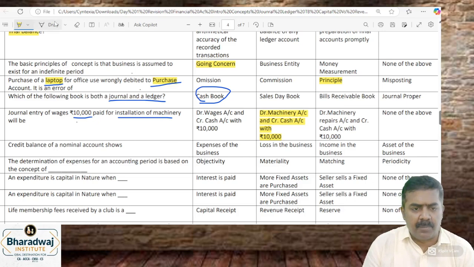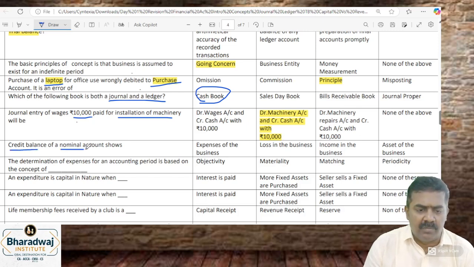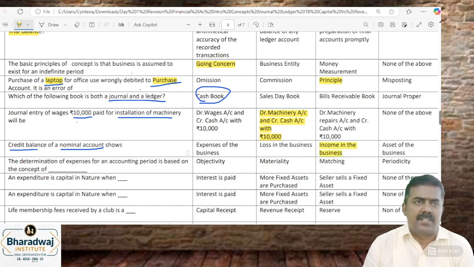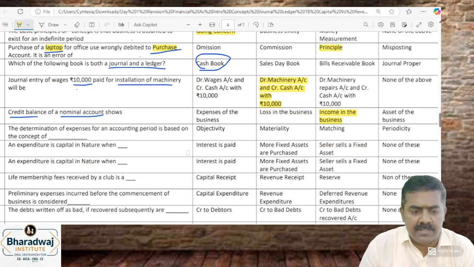Credit balance of a nominal account. Nominal account means income or expense. Credit balance of a nominal account will show income for the business. Nominal account debit means expenses and losses. Credit means incomes and gains.